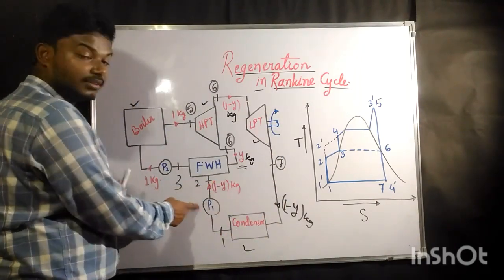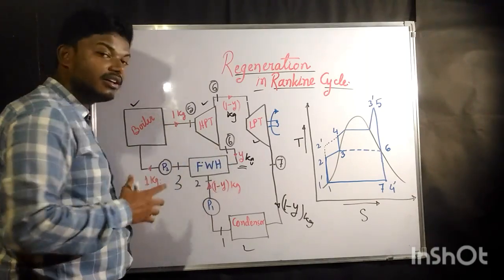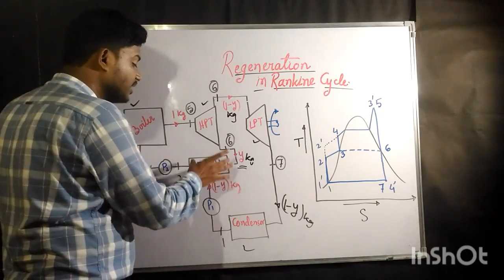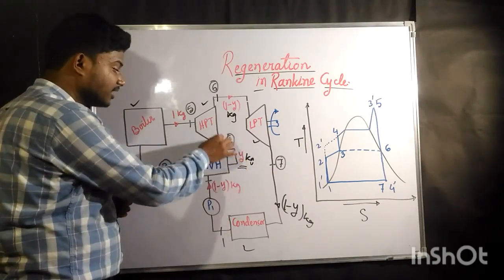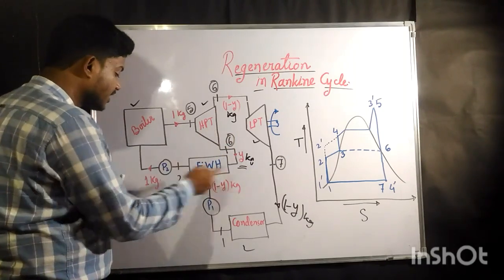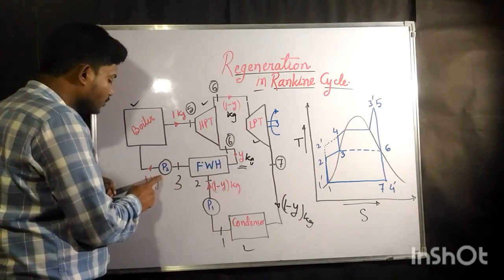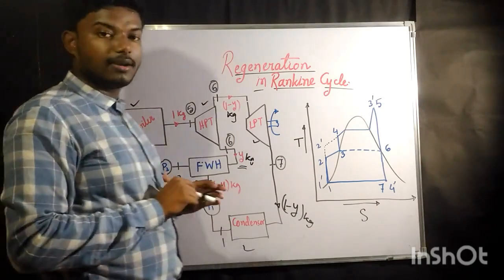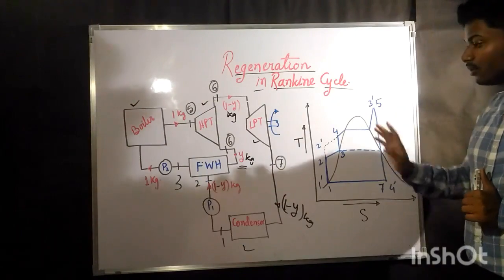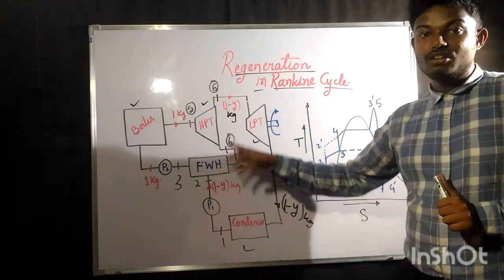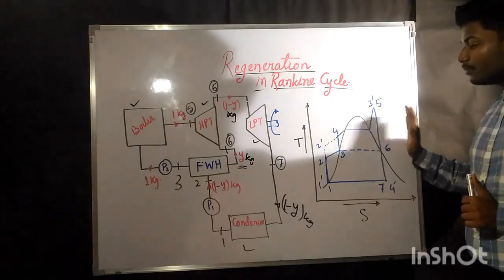After pumping from pump 1, it is deposited into the feed water heater, where it is heated by the partially expanded steam coming out from the high pressure turbine. Then there is another pump, pump 2, from which it goes again to the boiler. So this is the main thing. Nothing else is different here, only some of the steam is taken out to heat the remaining part. Now let us come to the TS diagram.